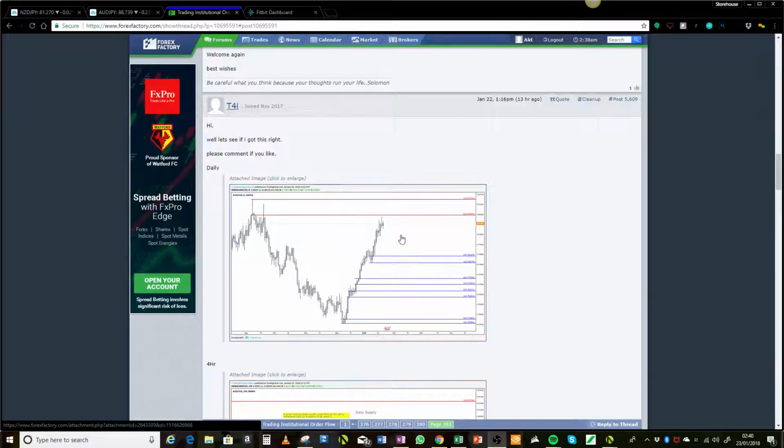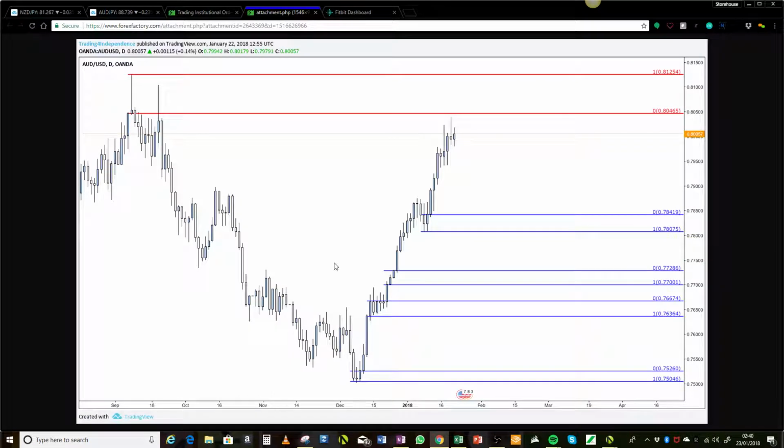So I wanted to join the conversation on the thread, and we'll start with T4I, your AUD USD analysis, and I wanted to go through that. Drawing your levels, I think obviously you understand the concepts, and thank you for sharing your charts. What I would say is, let's go to my charts and I'll show you what I mean.